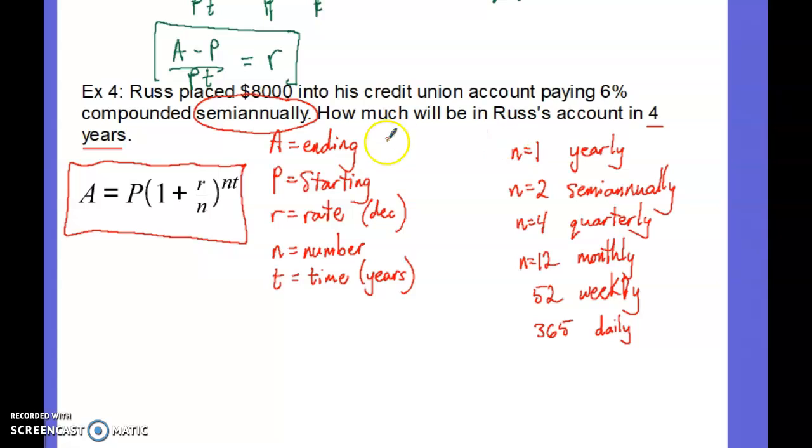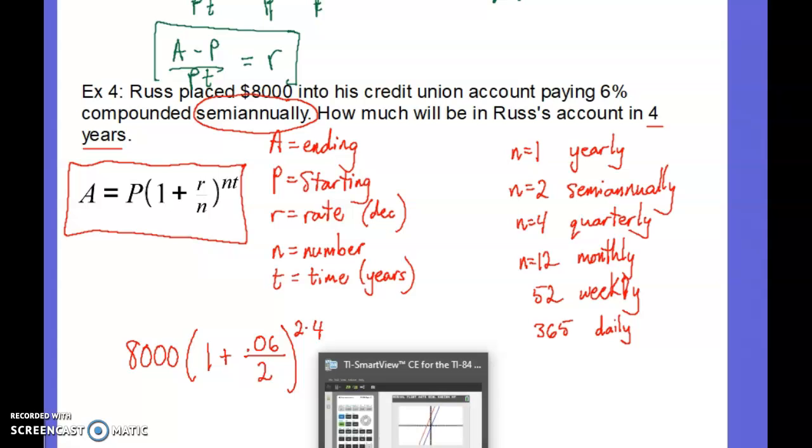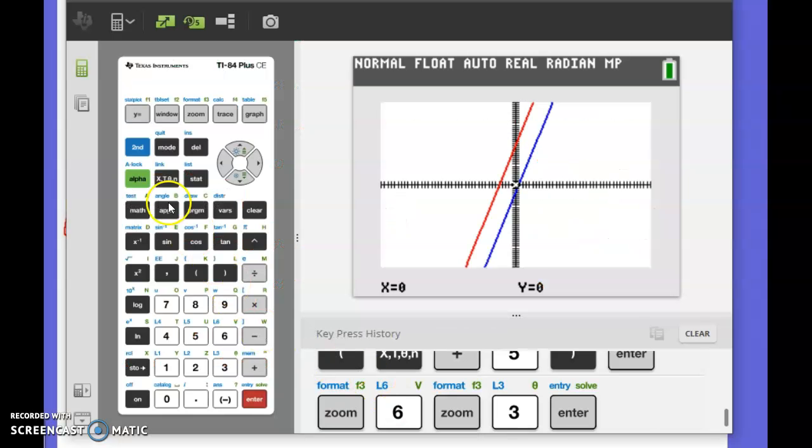So how do we do this problem? Russ is starting with 8,000. 1 plus the rate is 6, but remember, change it to a decimal, 0.06. N is 2, because we are semi-annually, to the 2 times 4 power, because it's in 4 years. Now, I don't expect you to do this in your head. I would say go to a calculator and just type that in.